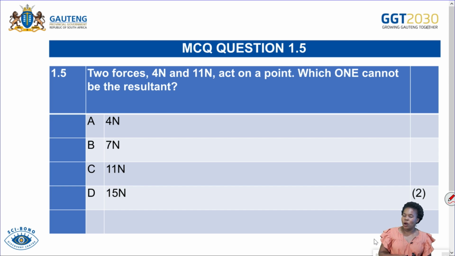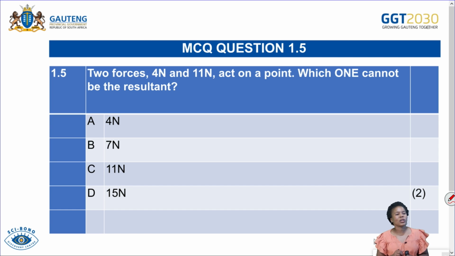We are provided 4 options. Is it A, 4 newtons? Is it B, 7 newtons? Is it C, 11 newtons? Or is it D, 15 newtons? Don't forget to read your statement properly.